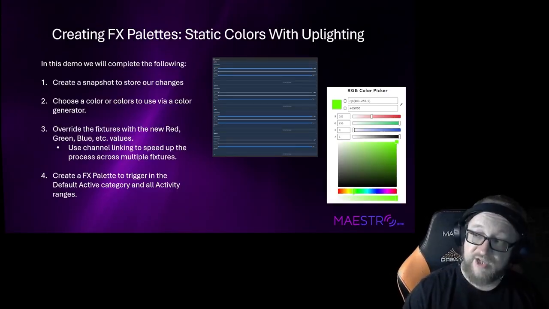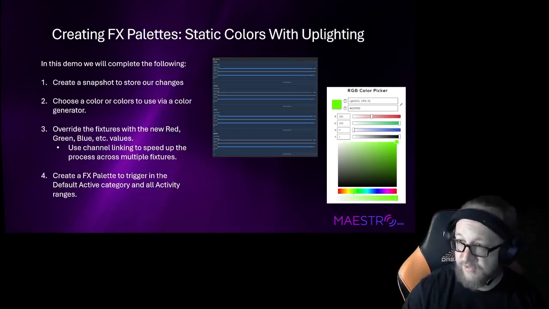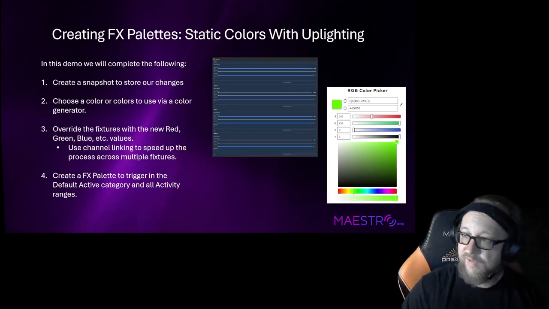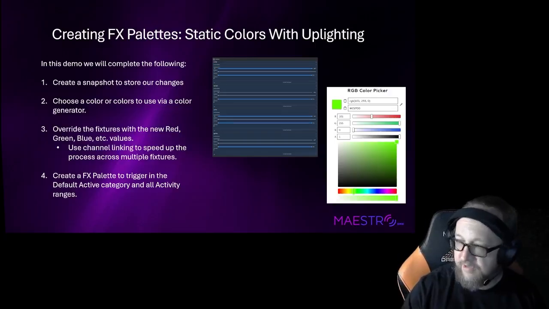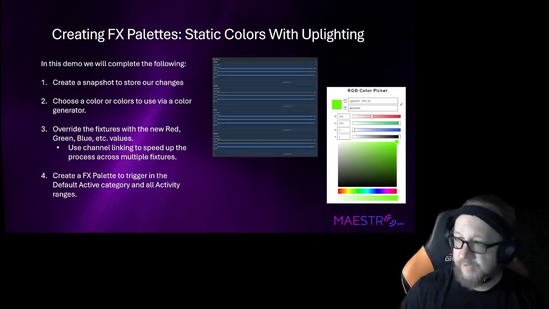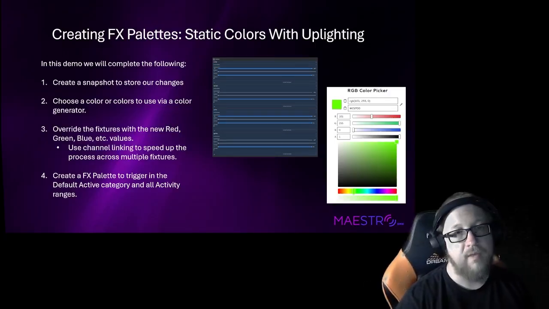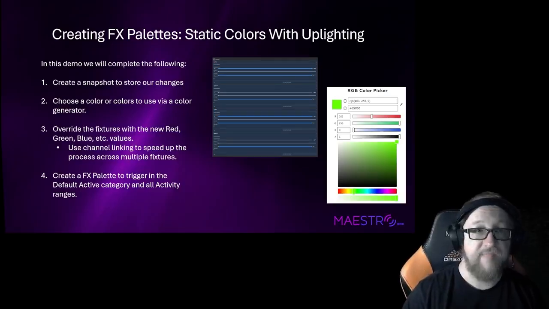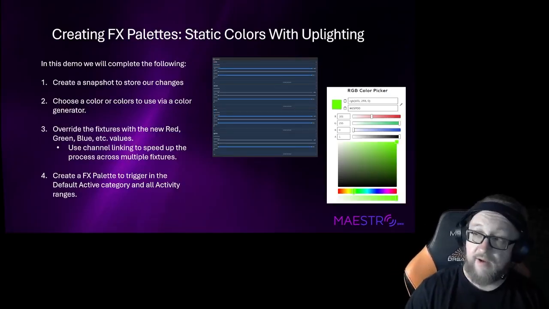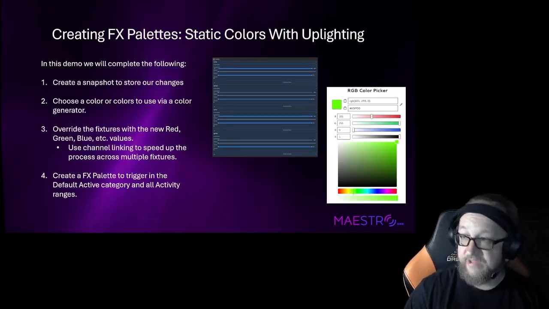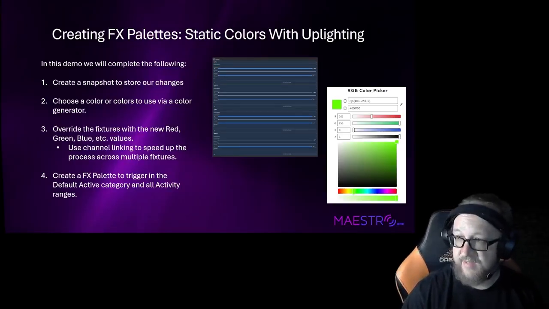And we're also going to link channels again this way to make it easier for us. We're going to do the even fixtures. Every other fixture will be a different color, essentially. You know, 2 colors, every other fixture alternating between those 2 colors. And then we're going to finally store that in an FX palette to trigger with default active category and all activity ranges, because we want that to just go at all times until we switch the queue or until we turn the FX palette off.